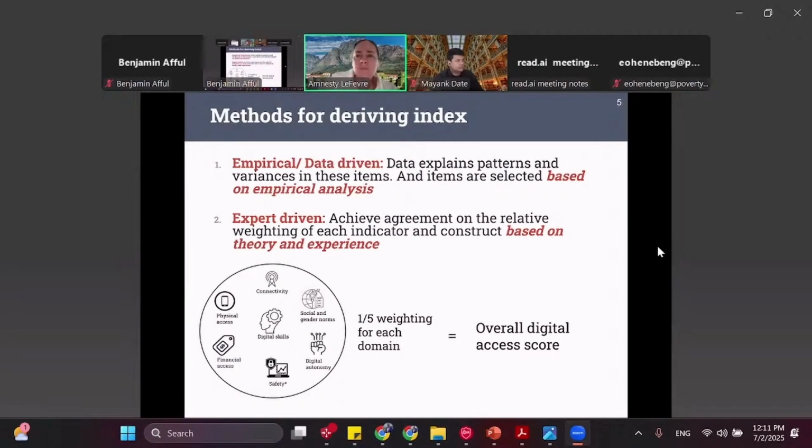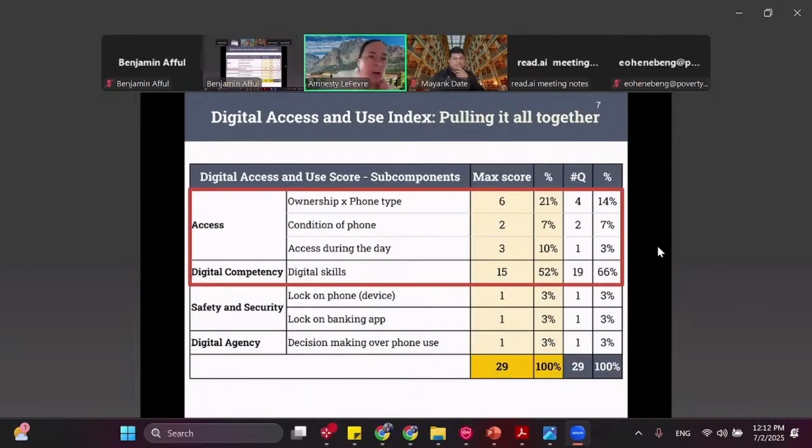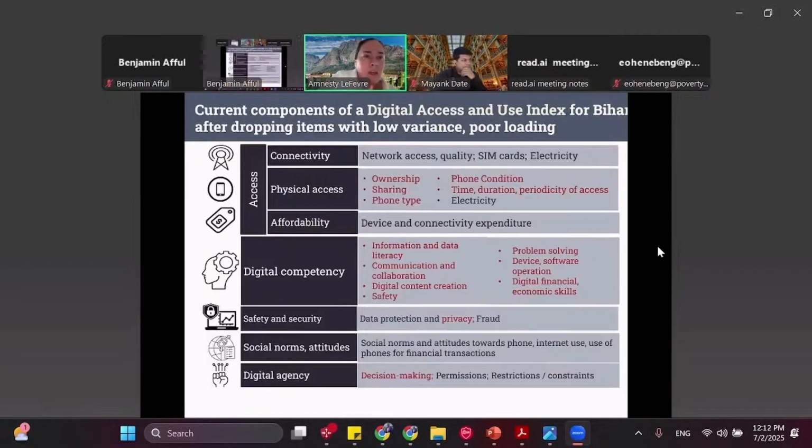Next slide. So the current index is based on a 29-point scale, which gives the largest valuation to two domains. Just a note here, the current components of the index that Mayank had in the last slide are the items that were included from the Bihar data after dropping items with low variance or poor loading. So it's a subset of larger questions within this. Next slide.